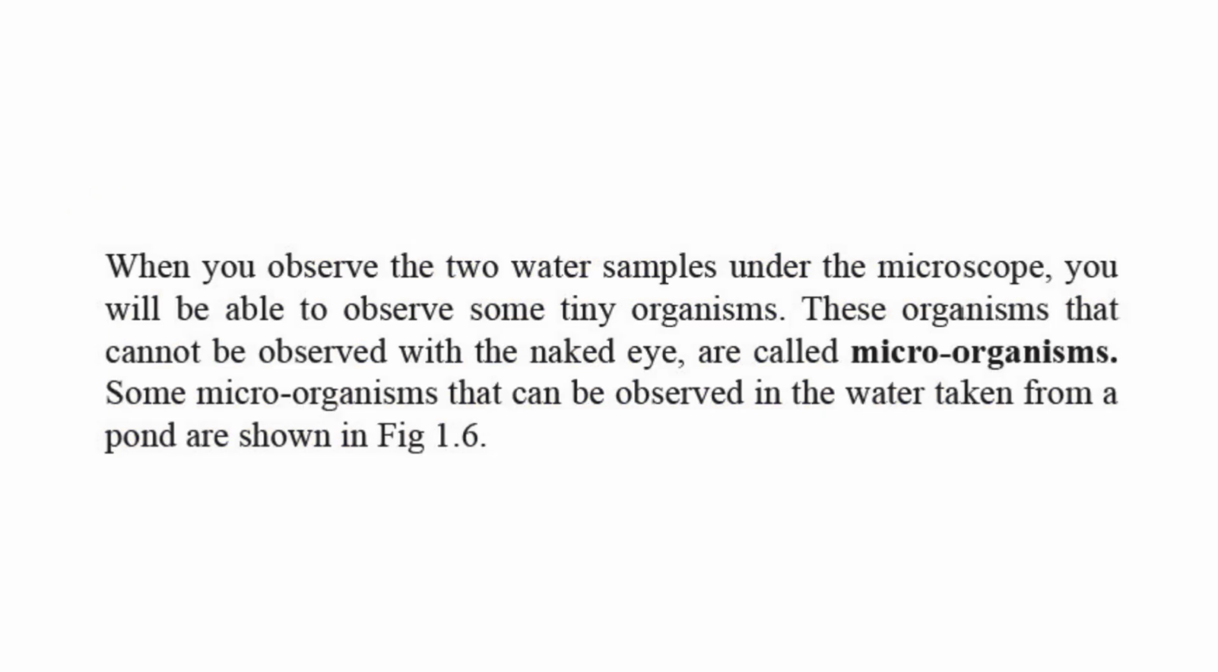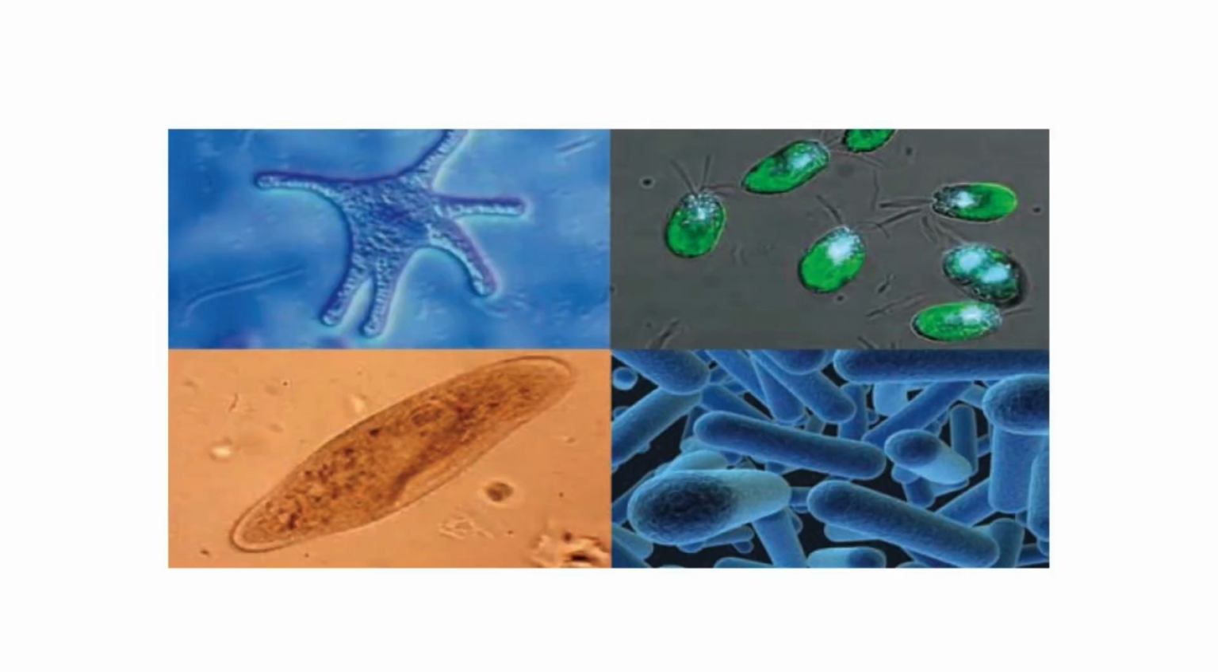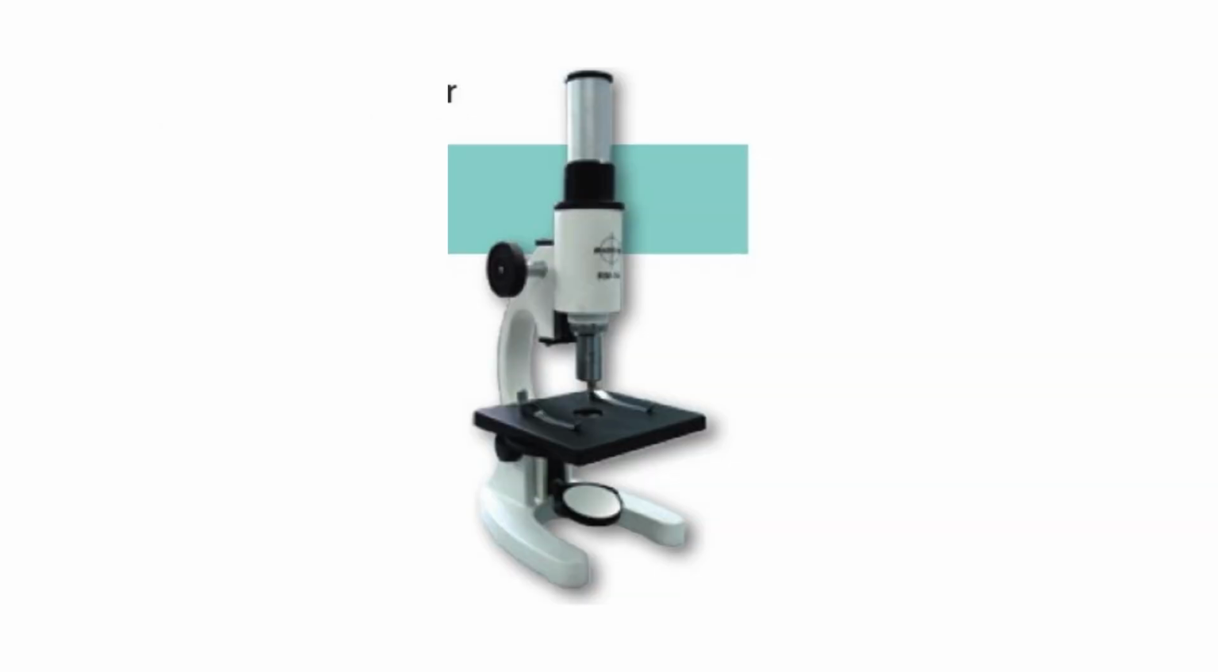When you observe the two water samples under the microscope, you will be able to observe some tiny organisms. These organisms that cannot be observed with the naked eye are called microorganisms. Some microorganisms that can be observed in the water taken from a pond are shown. The compound microscope is used to observe things that cannot be seen with the naked eye. A large number of microorganisms can be seen in water, soil, air, and in rotten food. Compound microscope.